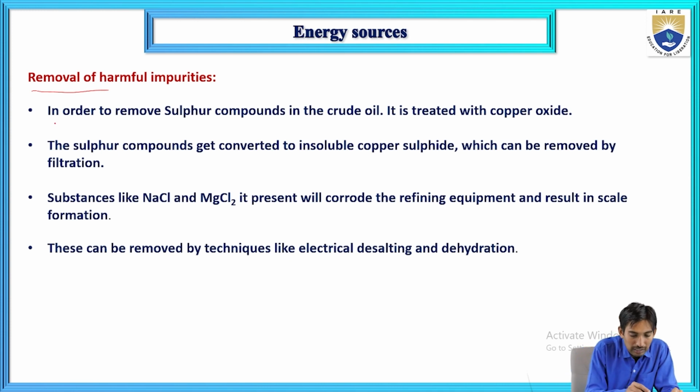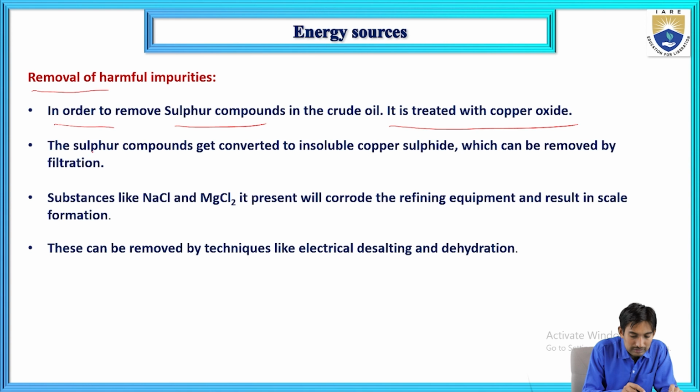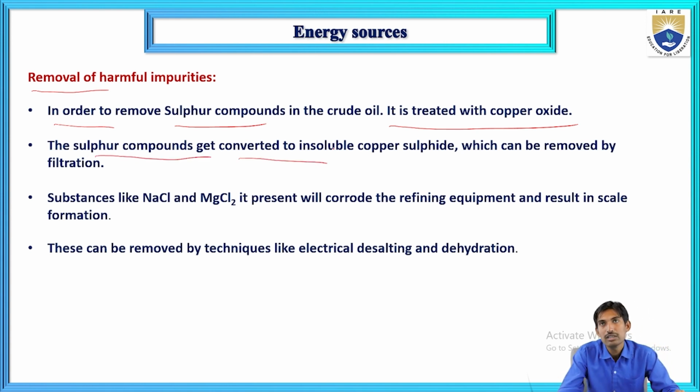In this step, in order to remove harmful sulfur compounds in the crude oil, it is treated with copper oxide. For the sulfur, we have to add the copper oxide. Then what happens? The sulfur compounds get converted into insoluble copper sulfide.